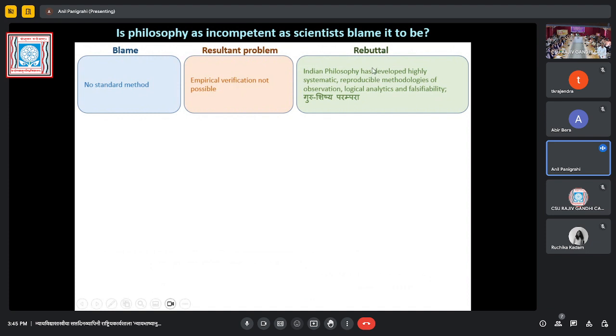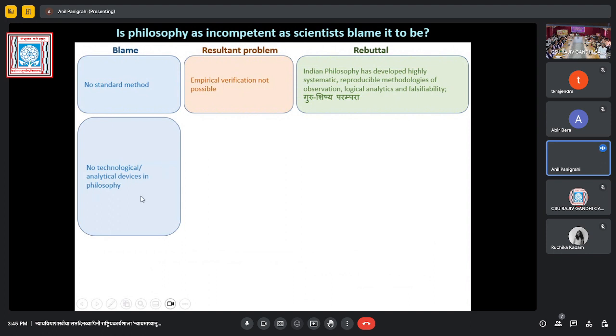at least the Indian philosophy has developed very highly systematic, reproducible methodologies for observation, logical analytics, and falsifiability. And our Guru Shishya Parampara, whatever a certain guru has developed in philosophical insights and experiences, can be transferred to the disciple. And the disciple, by following exactly the same path, gets to exactly the same realization that the philosophical doctrine professes or proposes. So we have very reproducible methodologies in philosophy.